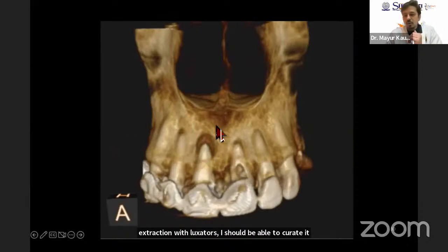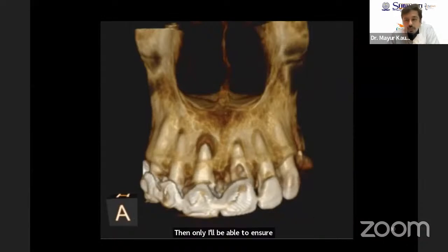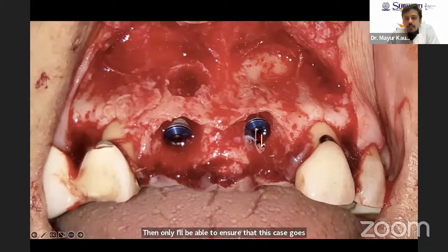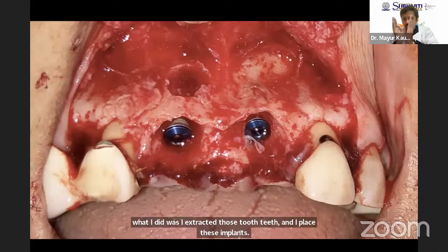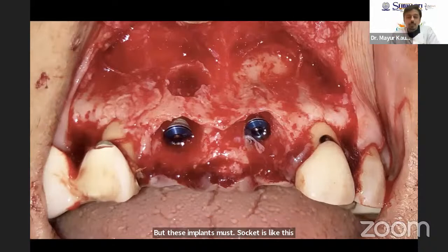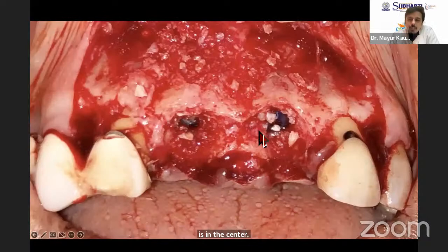Secondly, of course, in order to ensure that my implant survives, I require very good quality bone graft and a membrane. Only then will I be able to ensure that this case goes smoothly. So what I did was I extracted those teeth and I placed these implants. But my socket is like this, and my implant is in the center. My implants will fail. So now I had to do bone grafting, basically.